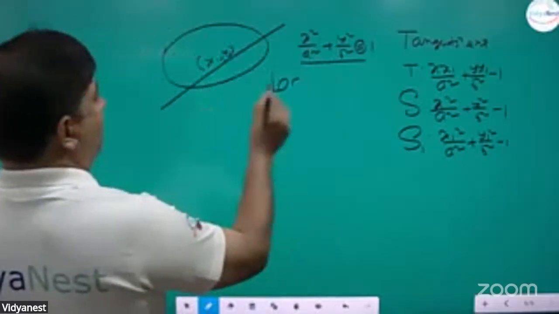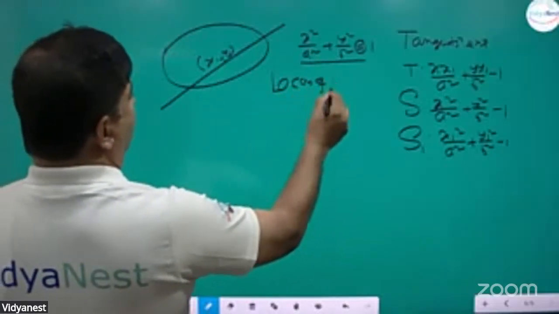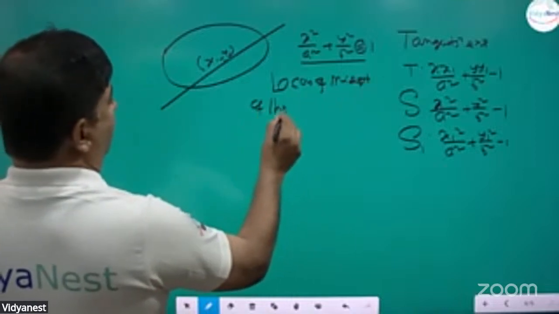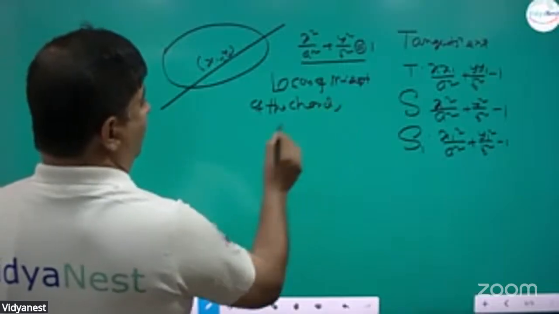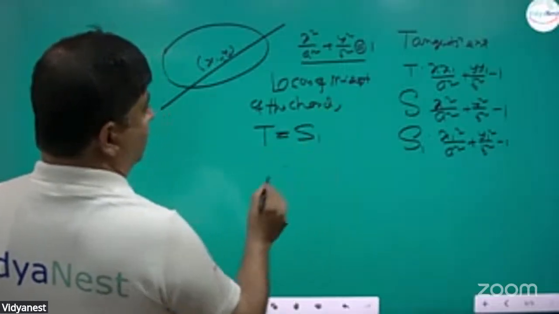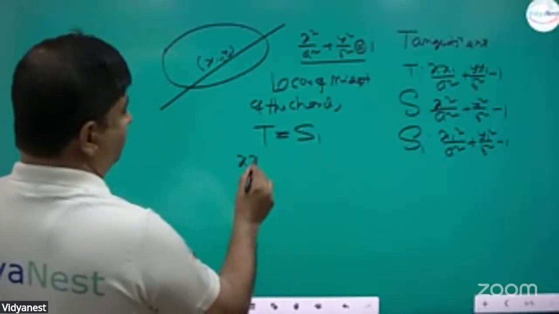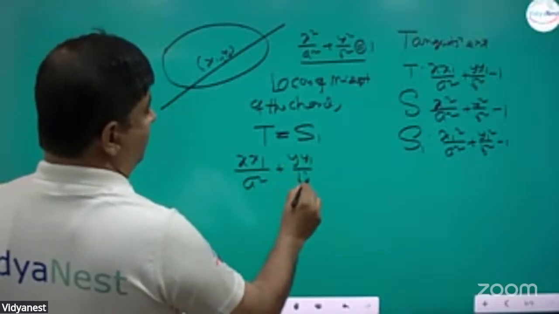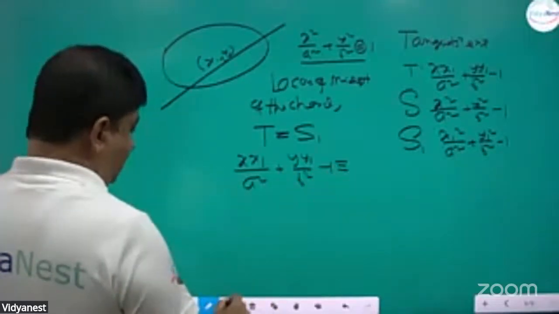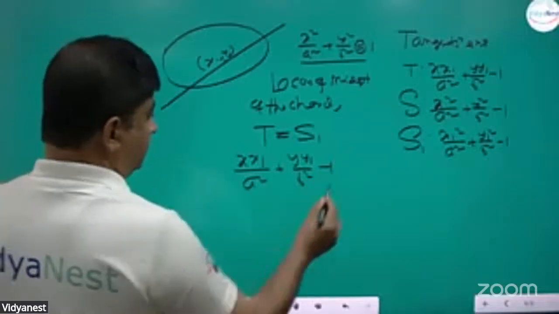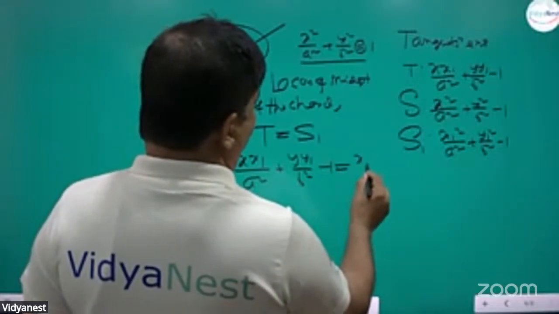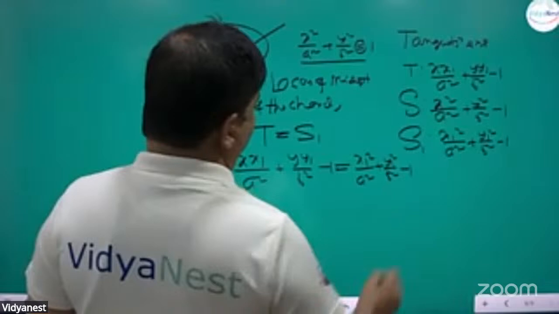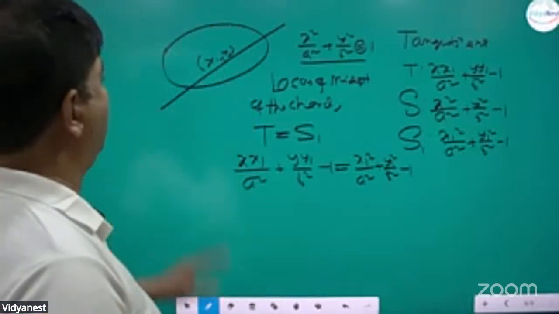So the locus of the midpoint of the chord, like parabola, we can write T equals S1. T is what? x1 by a square plus y1 by b square minus 1 is equal to x1 square by a square plus y1 square by b square minus 1. T equals S1, that is the locus of the midpoint.